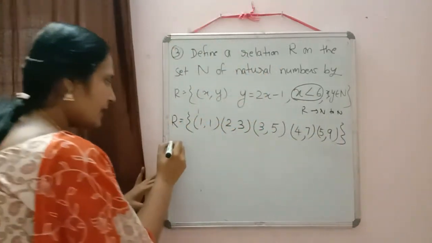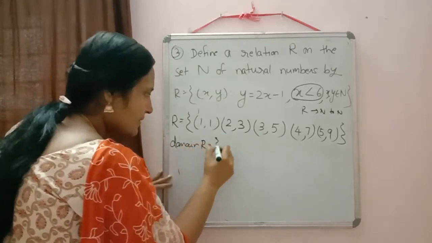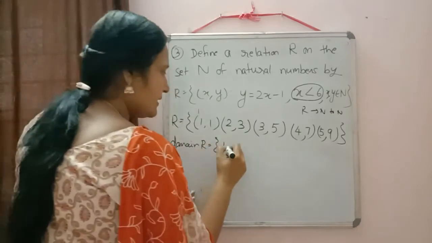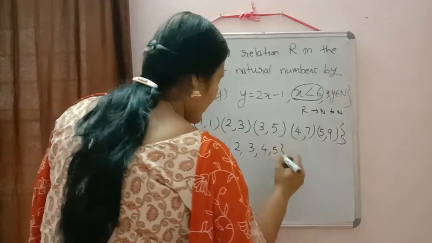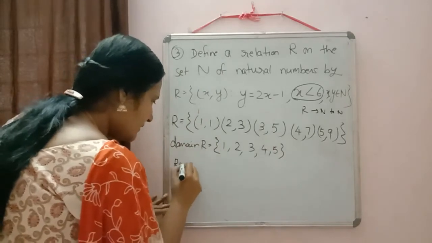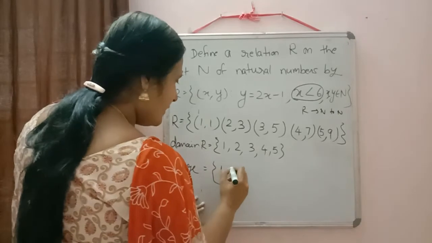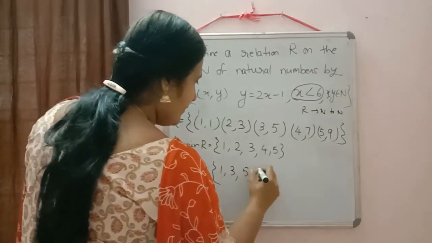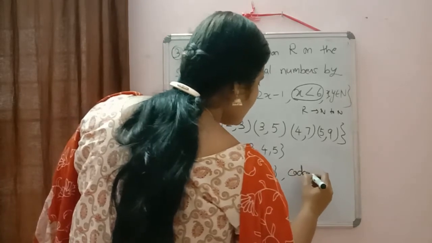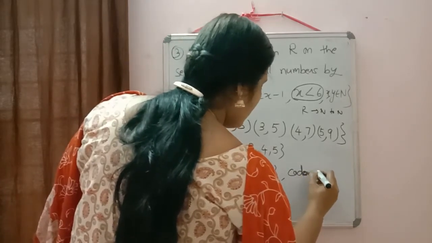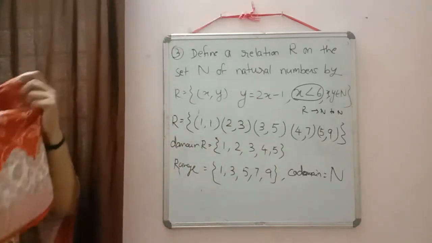So again we will write down the domain. Domain means the set of all first elements. So that is 1, 2, 3, 4, 5. Range is equal to 1, 3, 5, 7, 9. What will be the codomain? Yes, the codomain will be equal to the whole set N, the set of natural numbers.